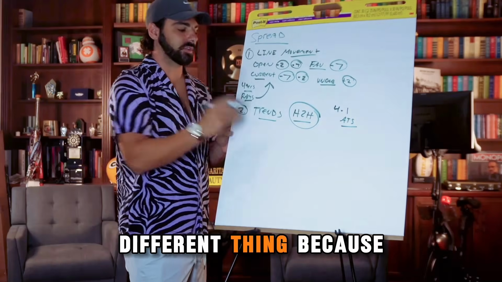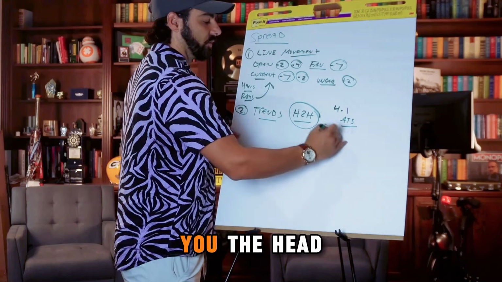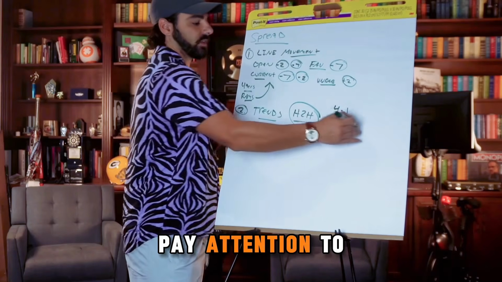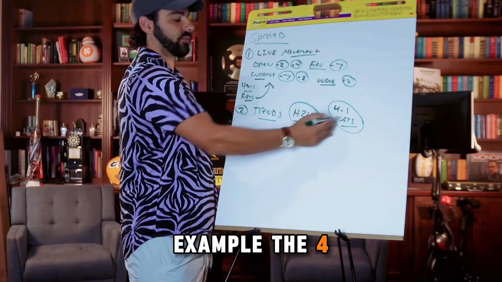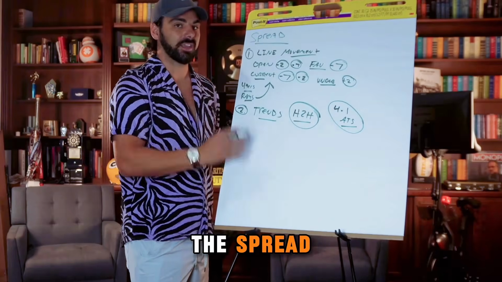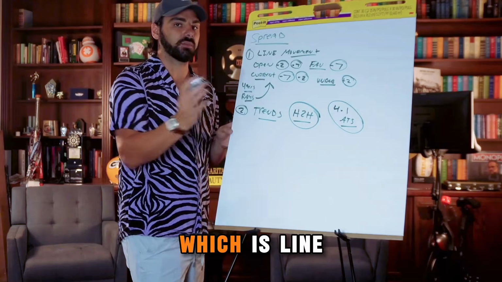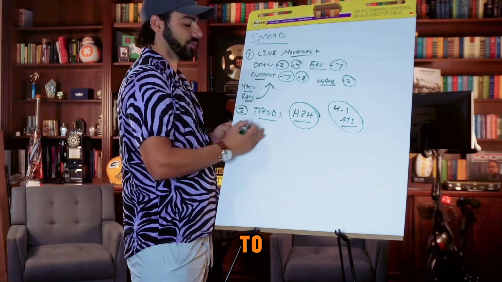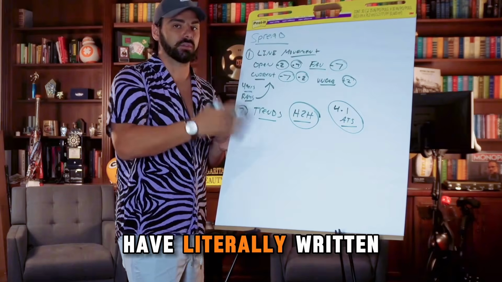So here's a different thing, because when you look at head-to-head, there are 2 options here. They're going to give you the head-to-head money lines and the head-to-head against the spread. You want to pay attention to the against the spread because that's what we're playing. Let's say, for example, they're 4-1 against the spread. That sways in your favor as a second check from your first, which is line movement. So now you went through 2 checks here, and you're able to find a good head-to-head trend with the team that you have written down.